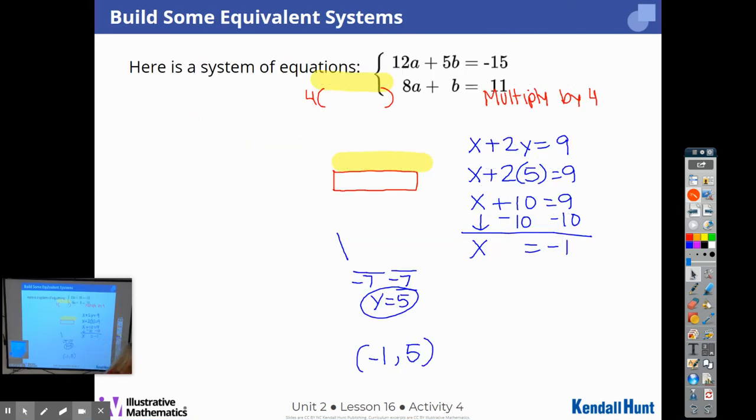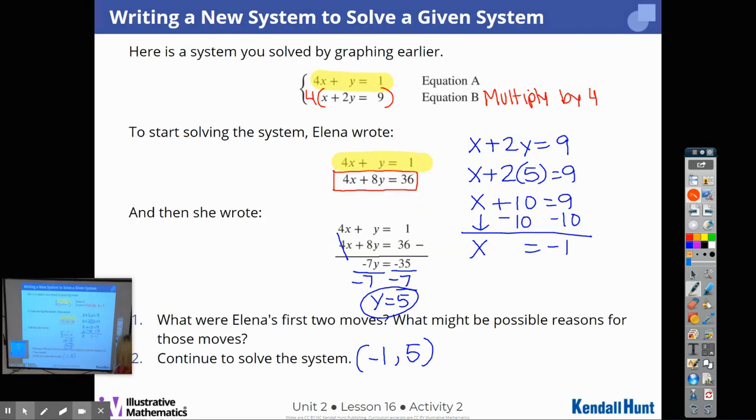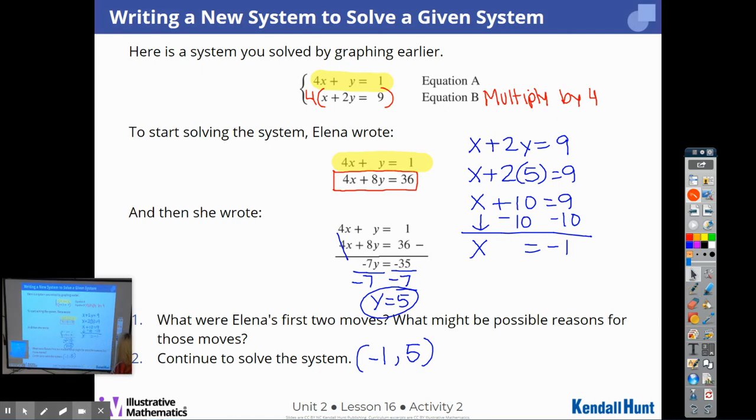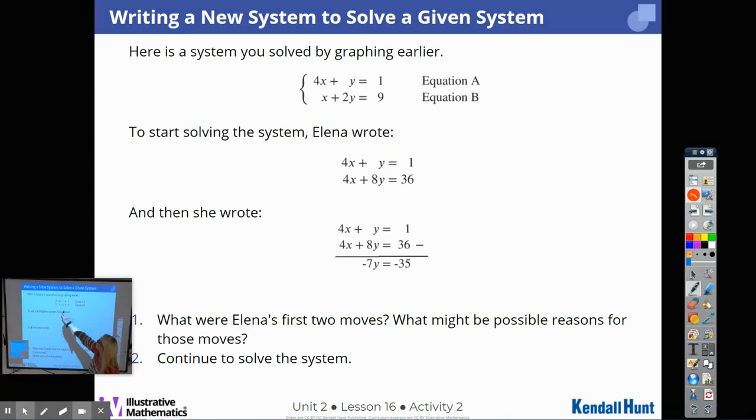Oops, let me go back. Okay, so if we wanted to do that, instead of multiplying that equation, I'll just make a new screen here. So instead of multiplying this one by 4 so that we could cancel out the x's, we could multiply this first one by 2 so that we could eliminate the y values. If we solve that, we're going to get the same answer as before.